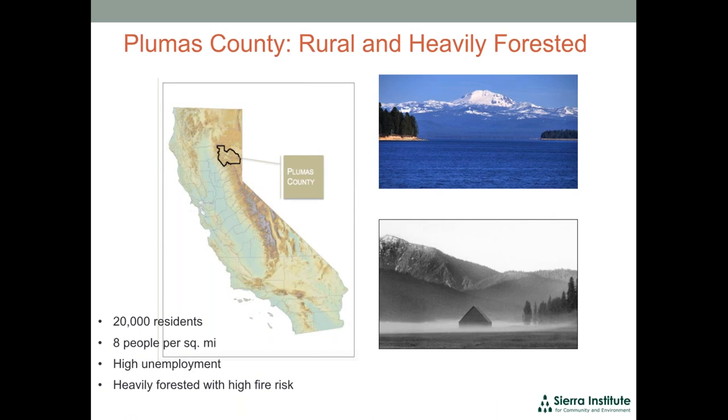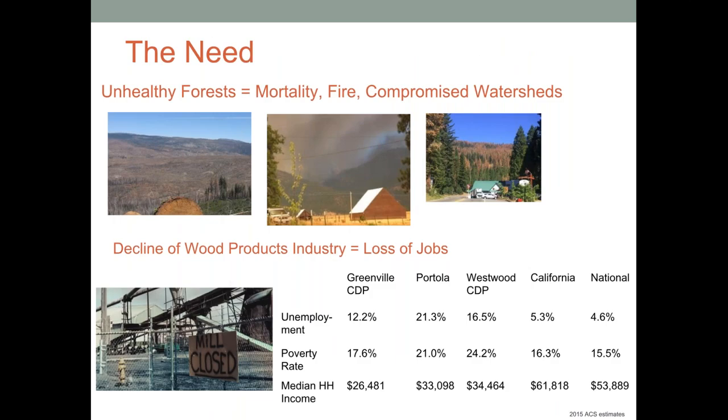Plumas County lies at the intersection of the Sierra Nevada mountain range and the Cascade mountain range. It's a really beautiful area. It's really rural, pretty sparsely populated. There's 20,000 people in the whole county. It's very heavily forested, and unfortunately, there's a pretty high risk of fire throughout the county as well. And communities here are generally pretty impoverished.